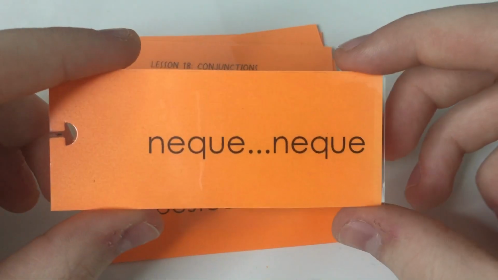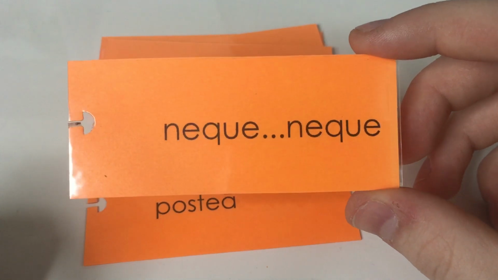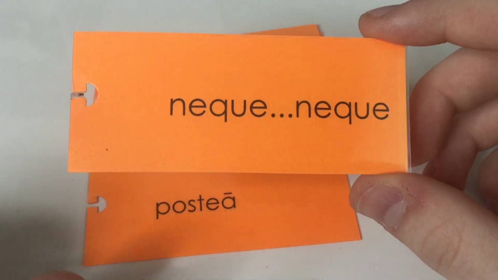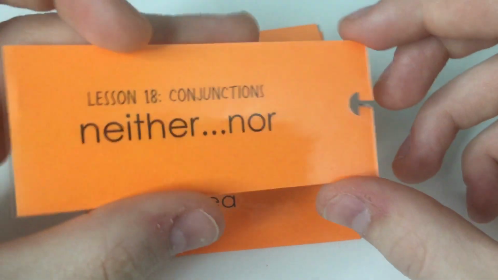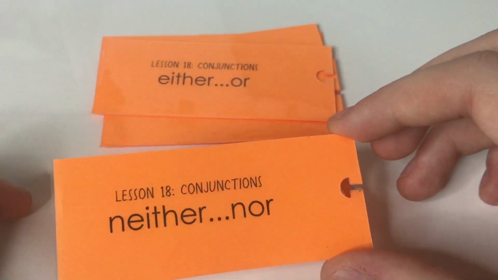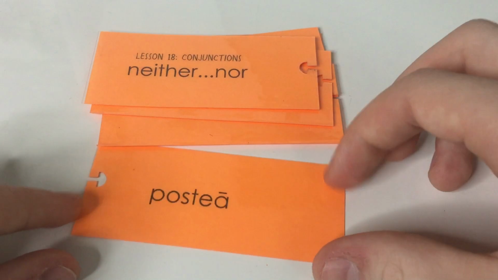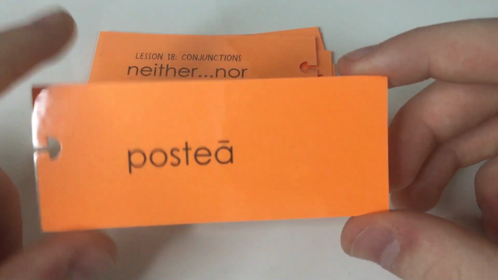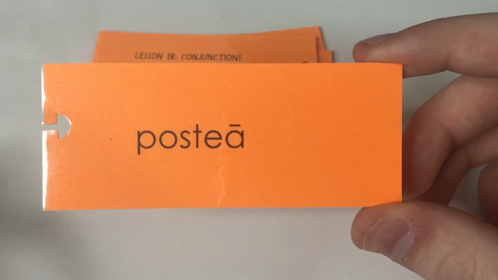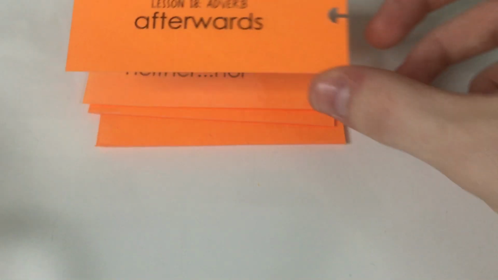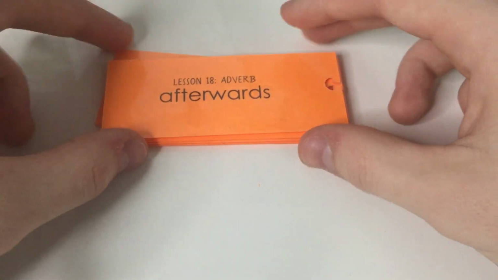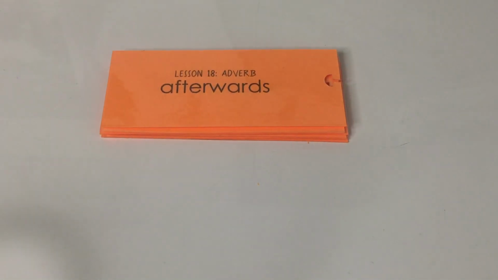And then we have neque, two of these, work in the same way that the double aut works, but this time it means neither nor, the negative version of aut. And then postea, which means afterwards. All right, good job. So not that many to work on, but don't underestimate them. Make sure you pay attention to those words, work on memorizing them, and you'll be set for lesson 18.